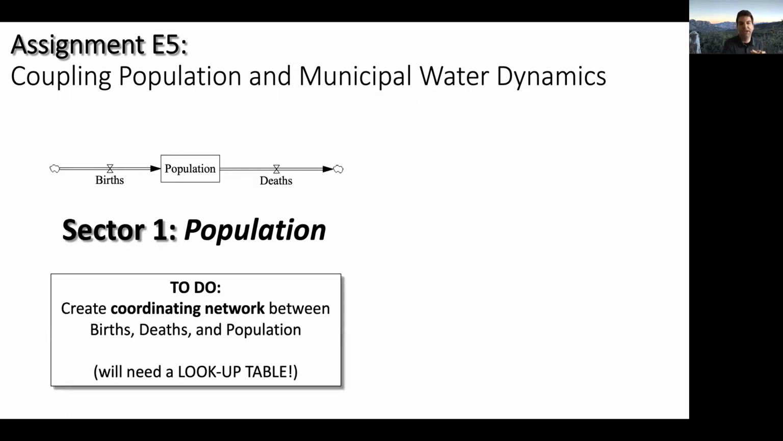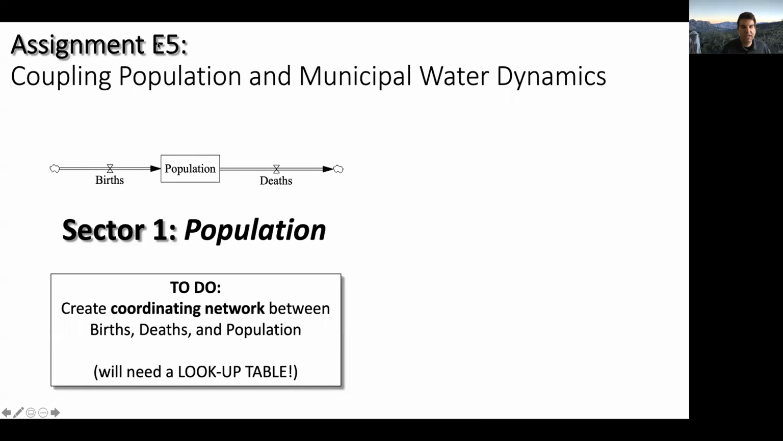And so we know that our population will just start out with this very basic structure that has births and deaths and some population stock. And to make this sector more realistic, we're going to have to add a coordinating network that accounts for all of the aspects of the city that would affect things like births and deaths, and how those relate to the current population growth.